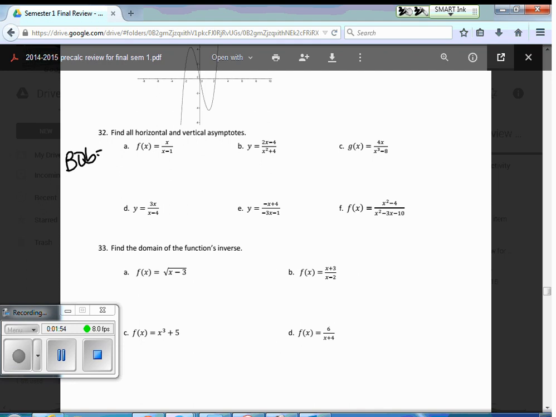Figure on bottom, y equals 0. Or if there's something on the outside, but notice none of these have like +5 on the outside. If they did, it would change the Bob to moving up 5, of course. Okay, and then this Sob is y equals a ratio of the lead coefficients.